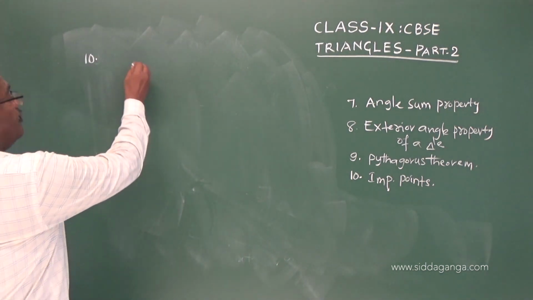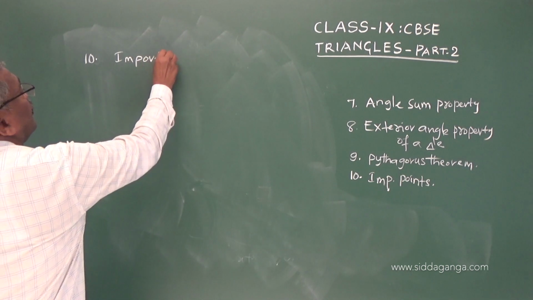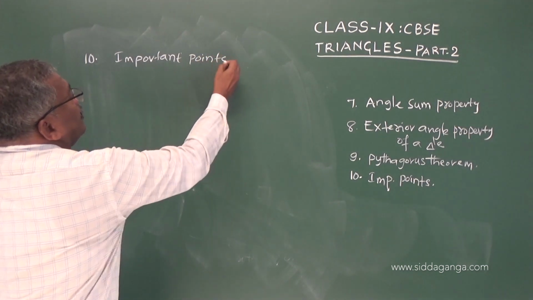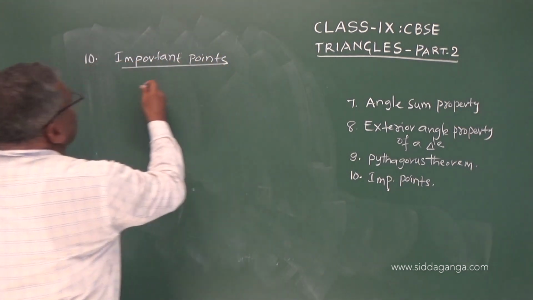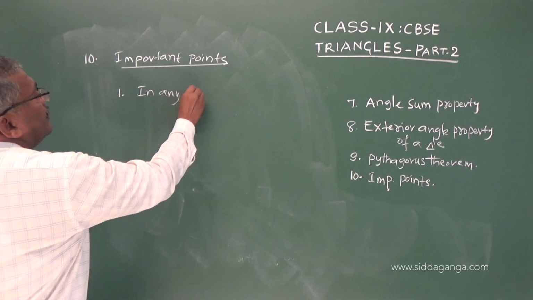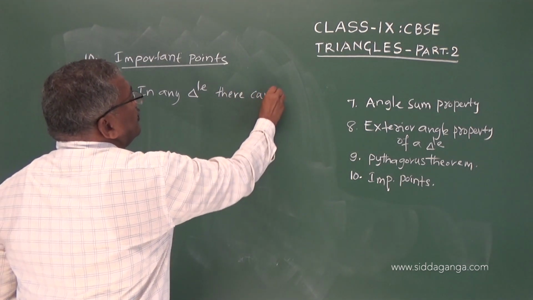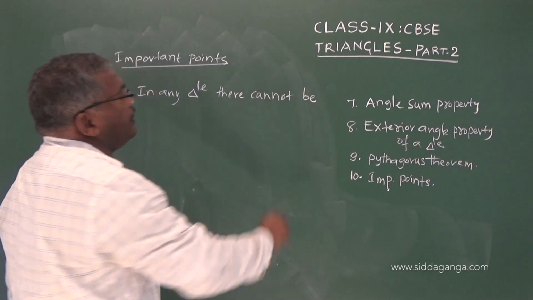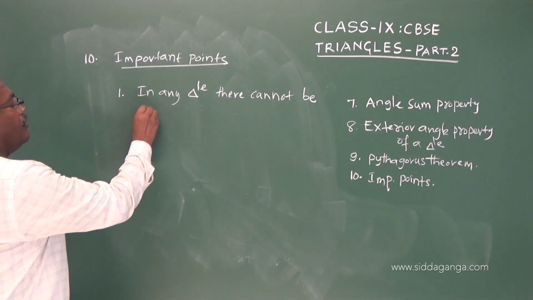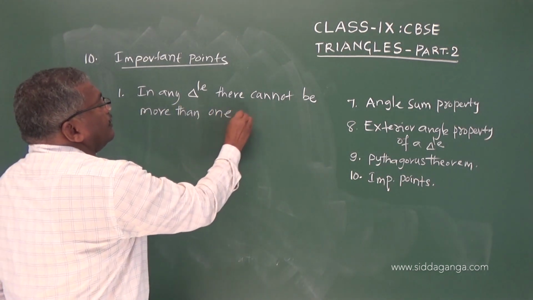Important points. First one, in any triangle, there cannot be more than one right angle.